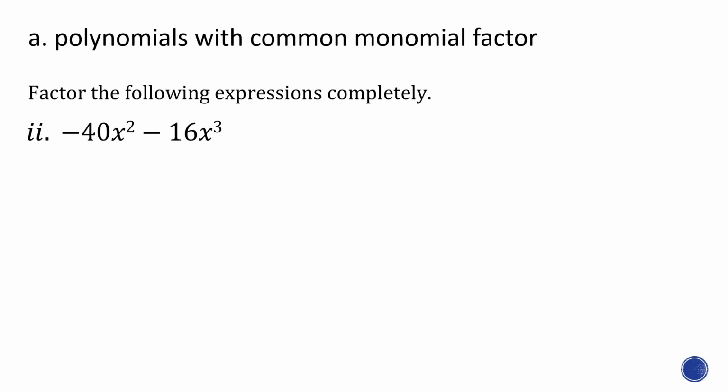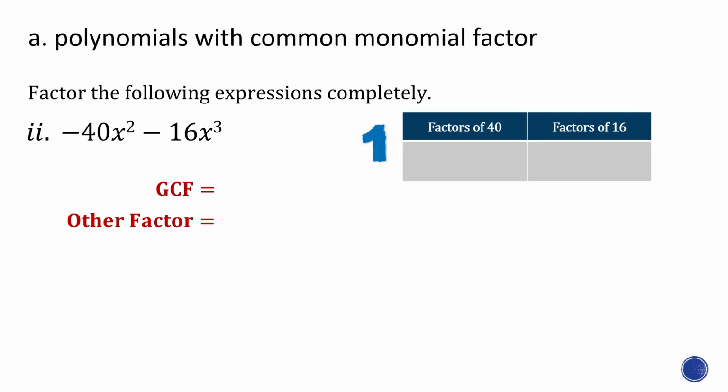Okay, so here we have negative 40x squared minus 16x raised to 3. Remember these two things that we need to find. The first one is the GCF, and the other one is the other factor. And remember the 3 steps. The first one is find the GCF of the coefficients, the numerical coefficients. And in this case, we have 40 and 16.